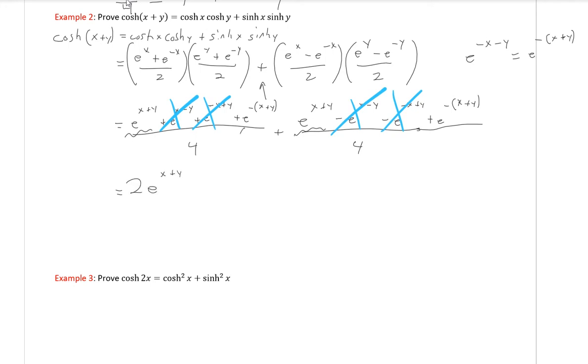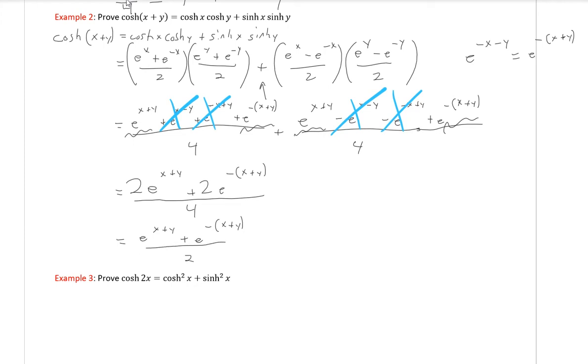And I also have 1 and 2. So I have 2 e to the negative x plus y, all over 4. I can simplify there with the coefficients to just get e to the x plus y plus e to the negative x plus y all over 2.